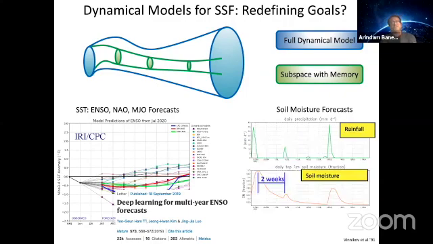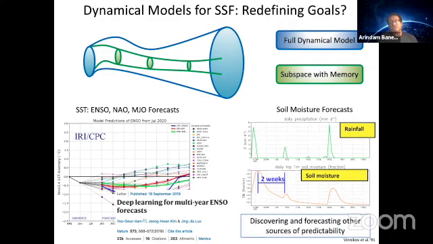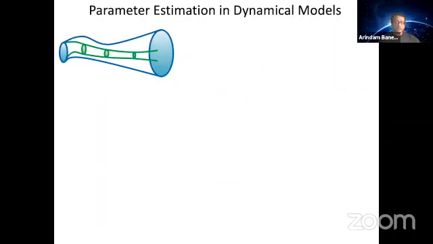And then just to model the soil moisture itself, we may have to look at hydrology models, watershed models. I think we may hear about those as well in this workshop. But broadly, we are trying to discover and forecast other sources of predictability. And then the effort in dynamical modeling would go towards improving those, rather than these millions of variables that we are interested in. So this redefined goal gives us a target for how we do model tuning or parameter estimation in dynamical models.